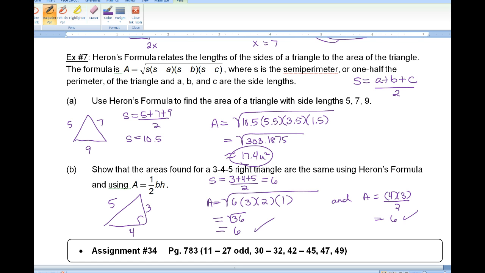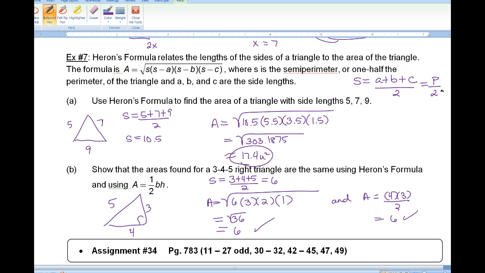So what does S stand for? S is the perimeter, the sum of all the sides, right? The perimeter divided by 2. And then if you just plug it into this formula, A, B, and C are the side lengths. So if we have a triangle that has sides 5, 7, and 9, you can figure out the area. Again, this is significant because we didn't even have to figure out what the height was. It's the perimeter divided by 2.